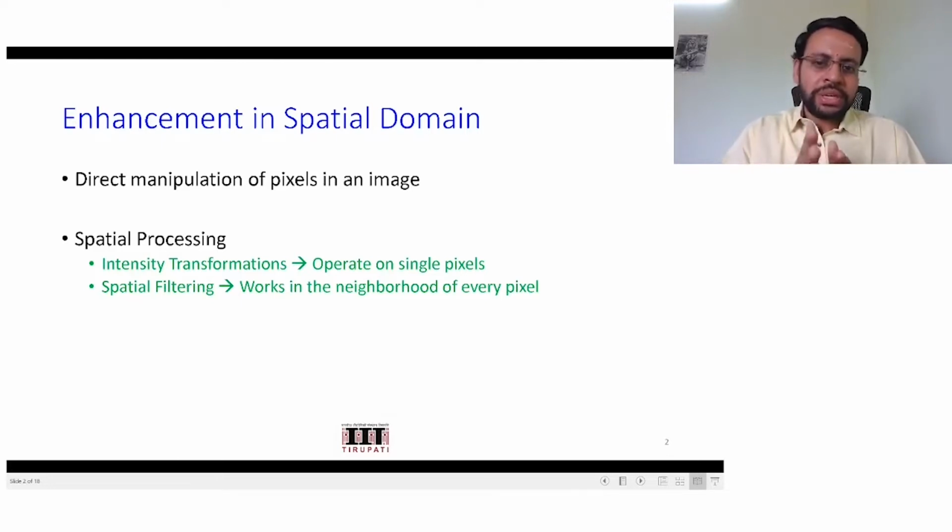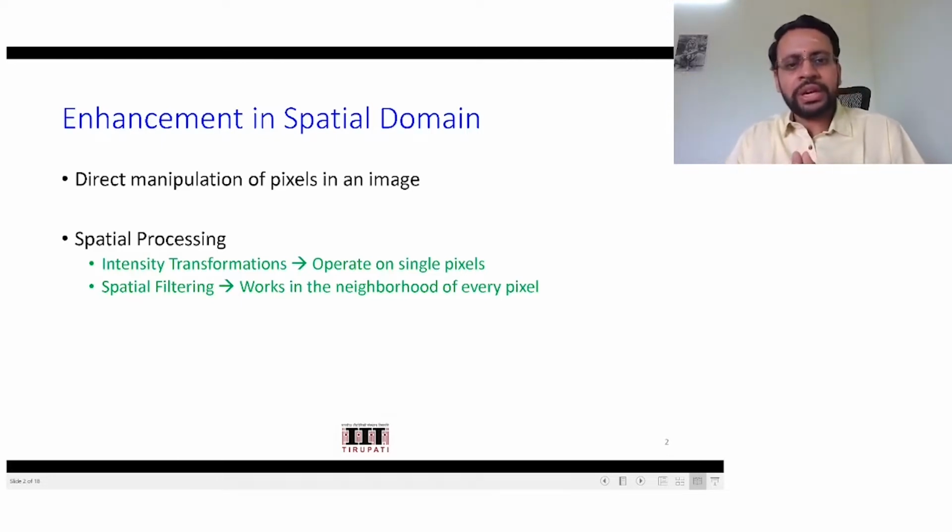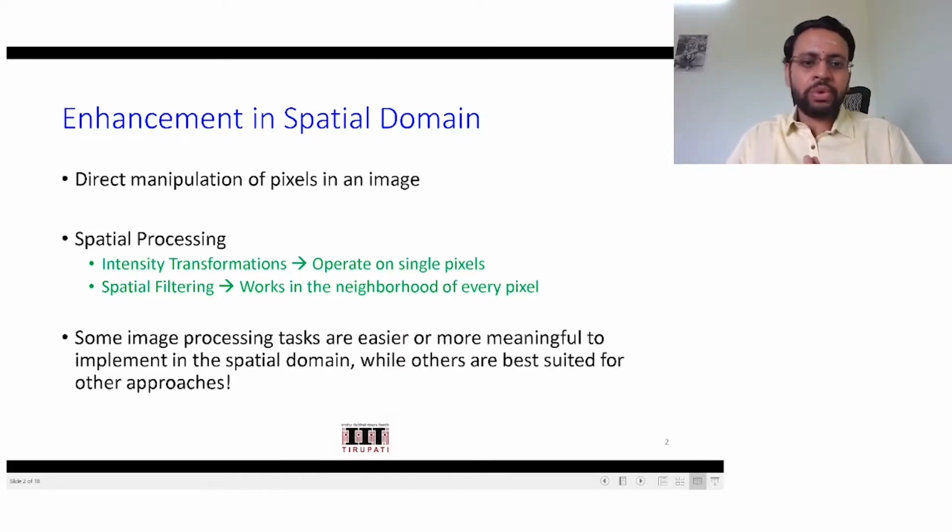In other words, intensity transforms operate at a single pixel level. On the other hand, when we discuss spatial filtering, in order to identify the new intensity value for a given pixel for enhancing the quality of the image, we would be looking at the neighborhood of each pixel as well. We will discuss them in more detail and it becomes clear to you as we move on.